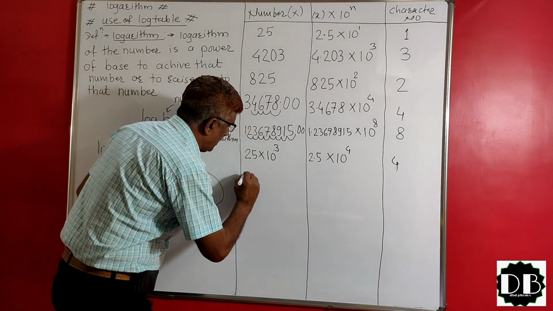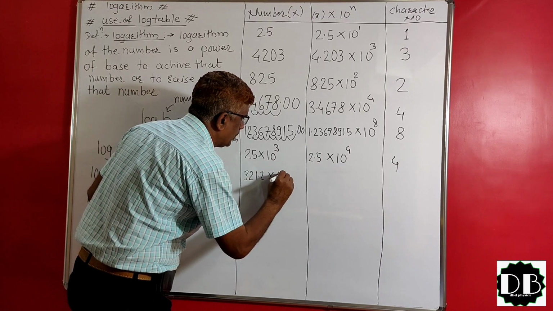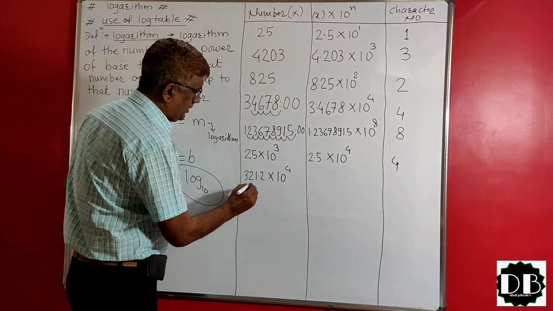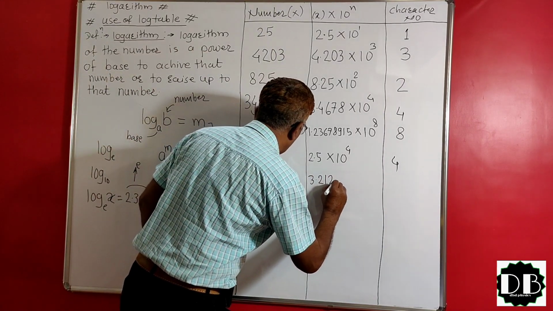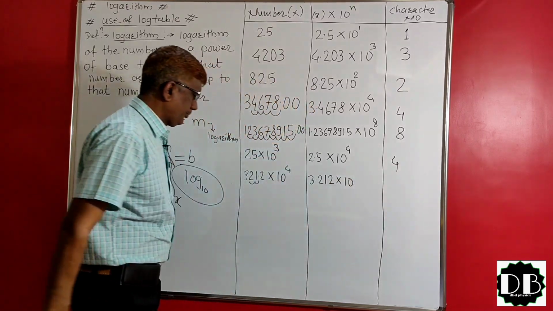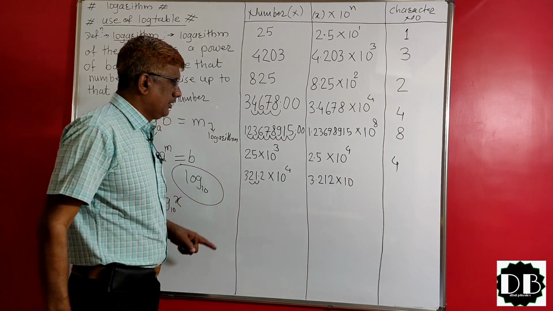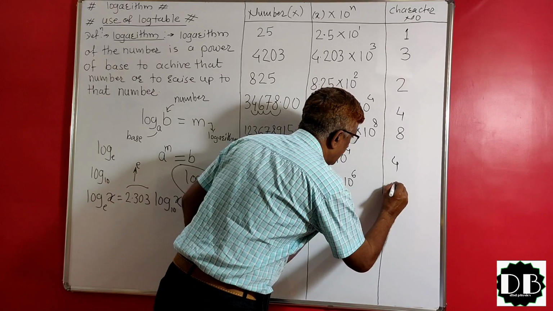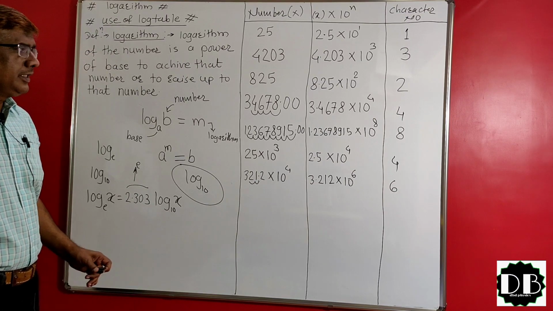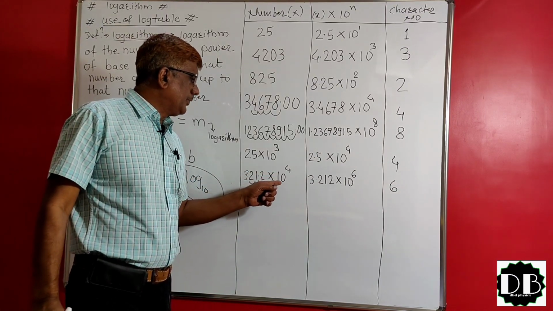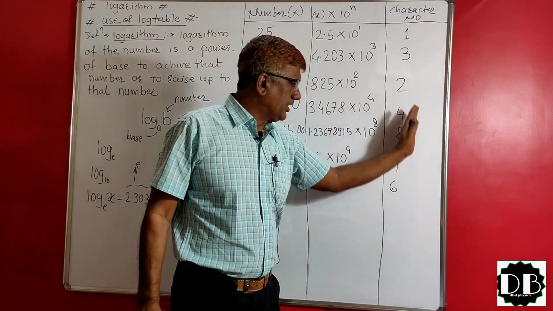Suppose that we have the number 321.2 into 10 raised to 4. We have to shift the decimal point through 2 places. Our number is 3.212 into 10 raised to 4 plus shifting through 2 digits, 6, and our characteristic number is 6. That means we have any number in the form of multiplication with a power of 10, or in any form, we can bring out the characteristic number in this way.